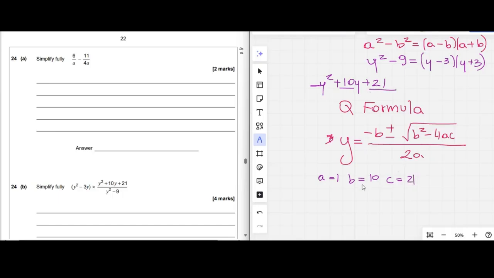Yes. Okay. So putting into the formula, negative B is negative 10 plus minus square root of B squared, 100. Yeah, 10 squared is 100. Minus 4 times A, which is times 1, times C, which is 21.